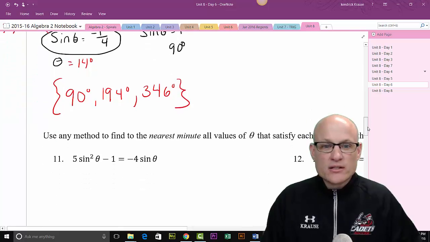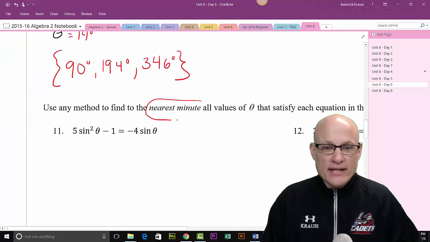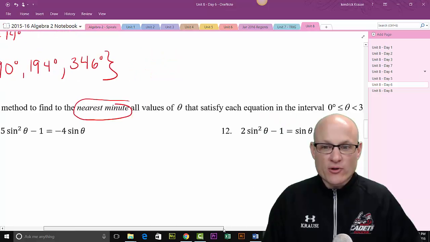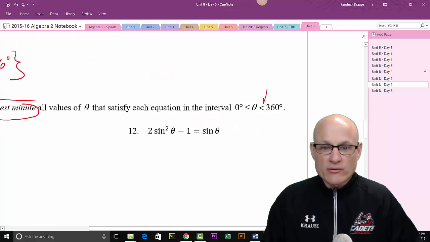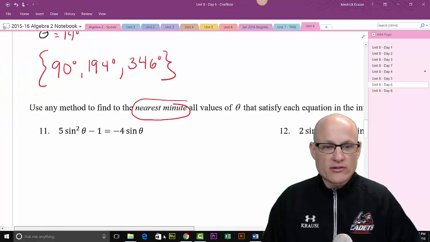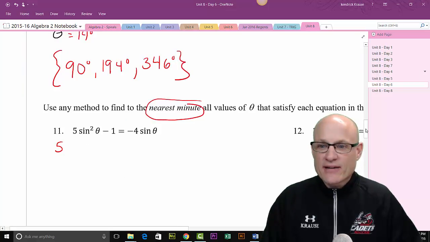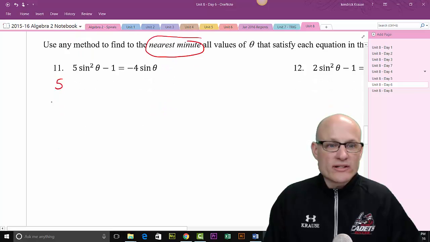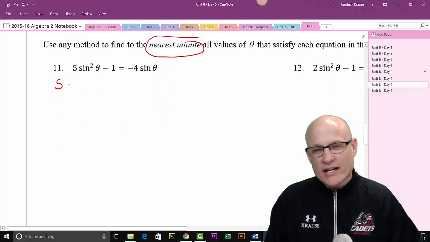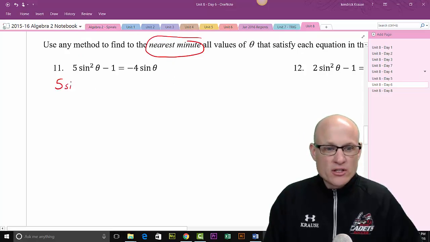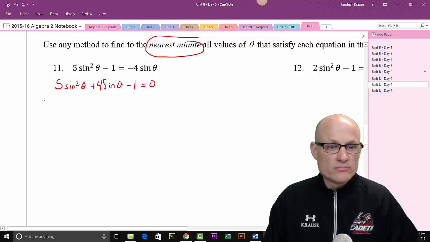Moving on. Round to the nearest minute. Notice the directions are changing for all these, but we're not including 360 again. Well, sometimes they include it and sometimes they don't. So first thing I have to do is get all of it over. It's just like a regular old quadratic. You've got to get the squares and all the terms over. Sine squared theta plus 4 sine theta minus 1 equals 0.